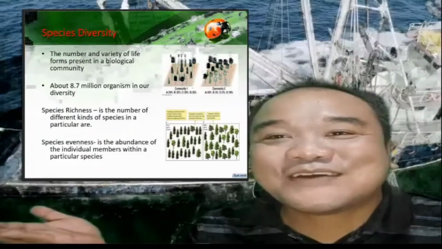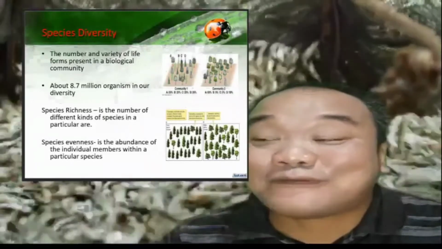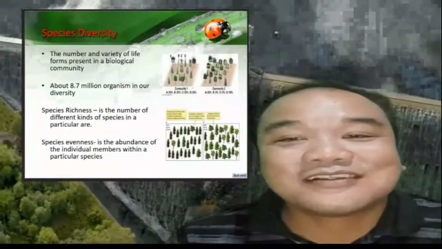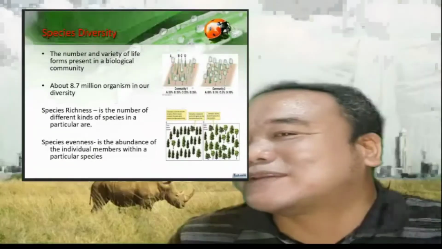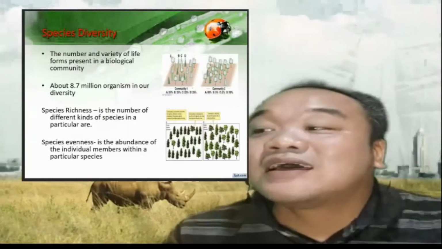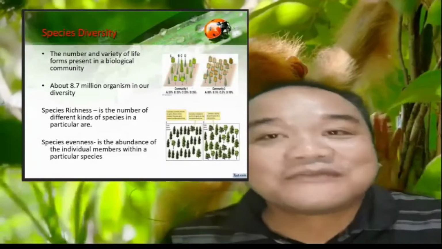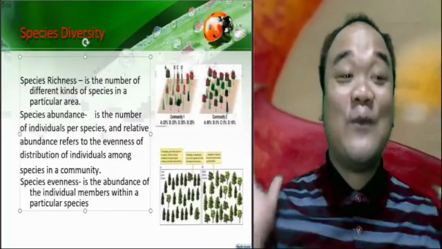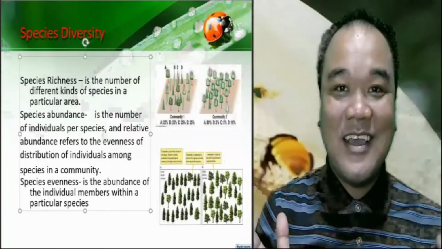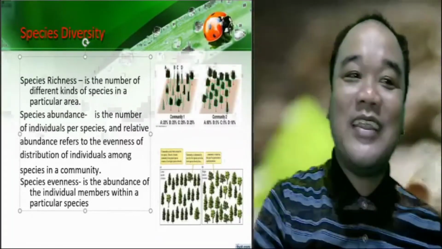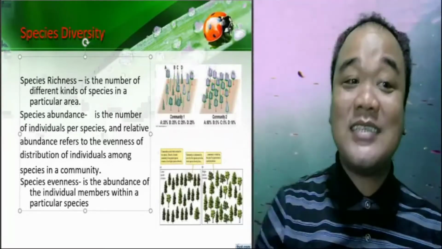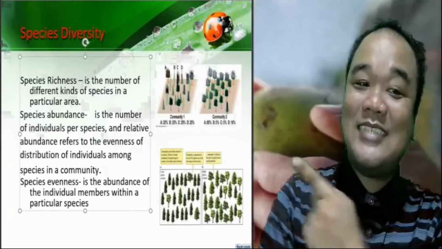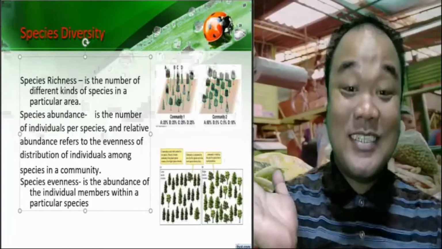While species diversity is the number of life forms present in a biological community, and that is about 8.7 million organisms in our universe. So when we talk about species diversity, there are three things to keep in mind. First, we have species richness, then species abundance, and lastly, species evenness.